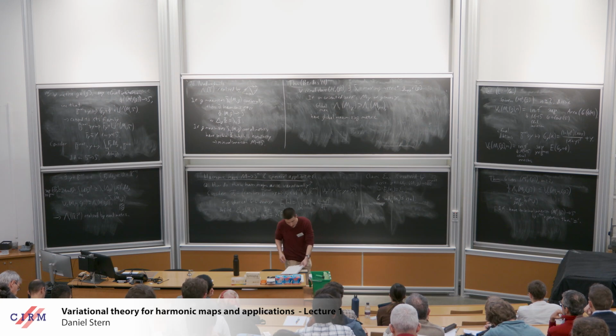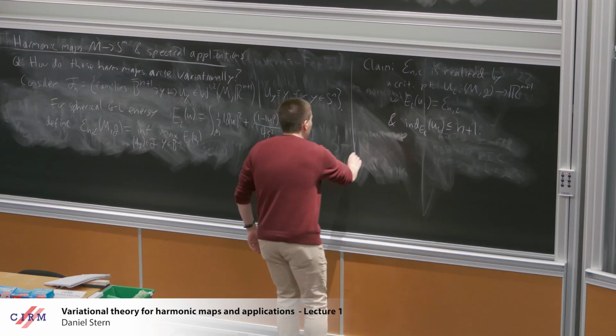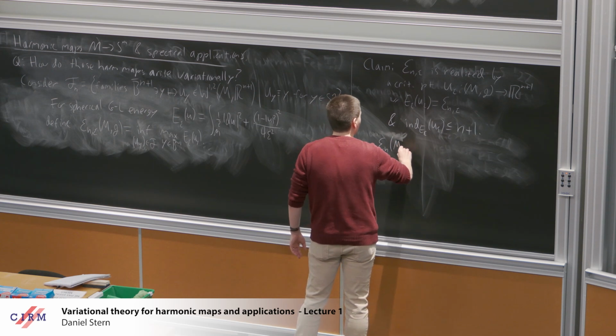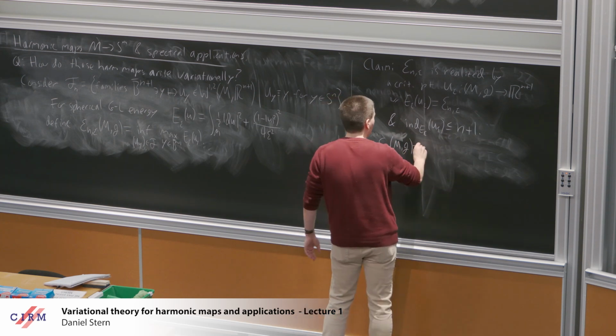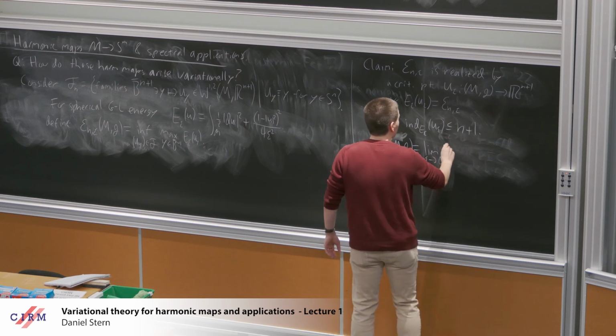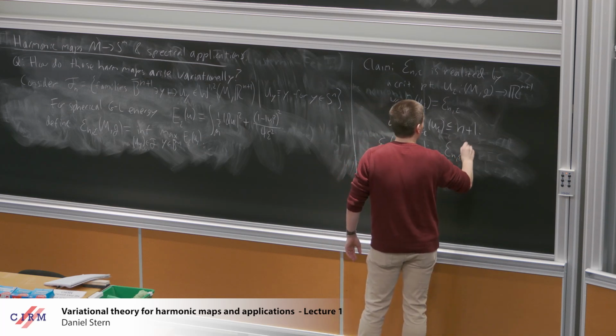Okay. And then what's the idea? Well, let's define E sub n of M, g to be, if you like, the limit as epsilon goes to 0 of these E n epsilons.